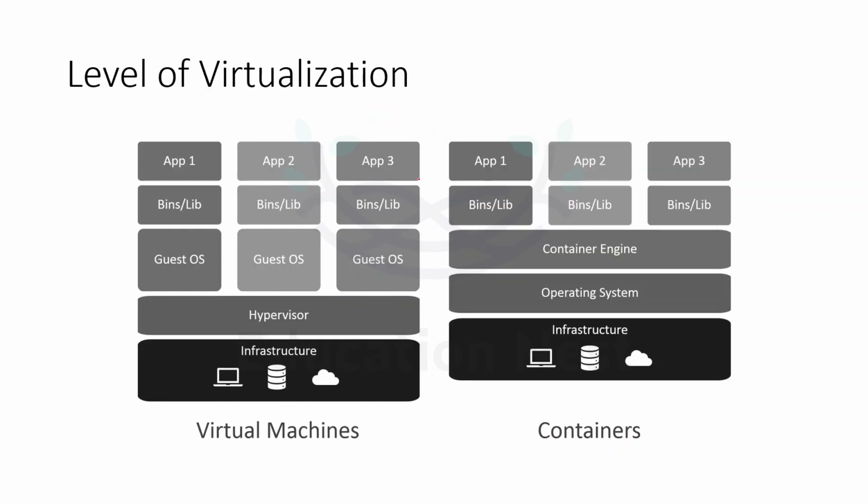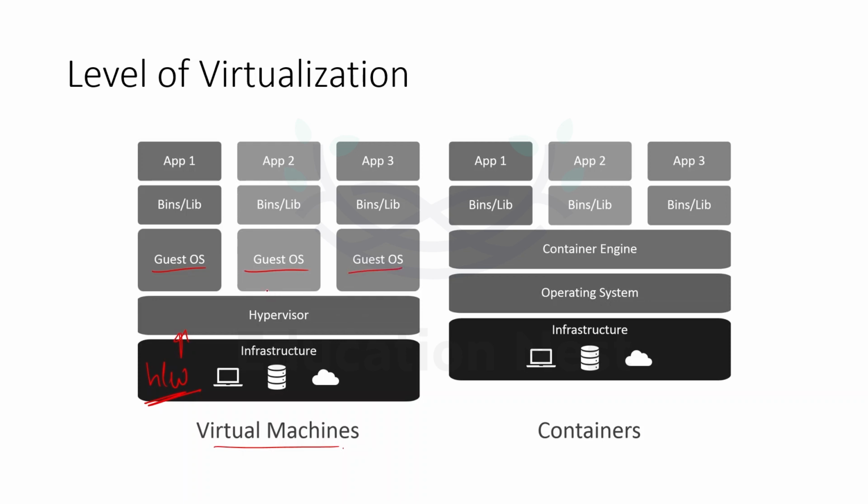So this is the level of virtualization, the important topic that we have to discuss. You can see in the virtual machine, we have the physical hardware. On top of that hardware, we run one software called a hypervisor. This hypervisor is responsible for converting our underlying hardware into different virtual machines. So each virtual machine would have its own operating system.